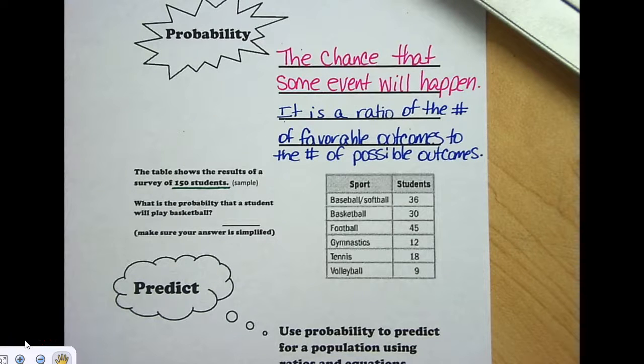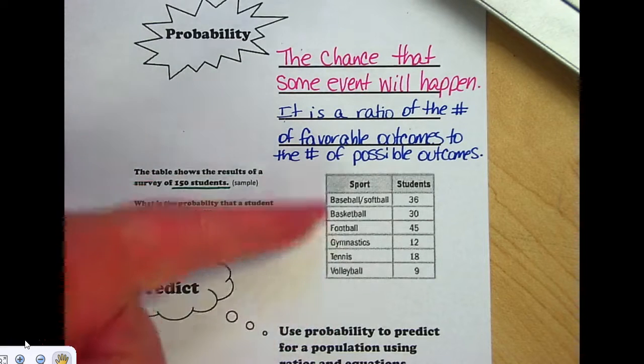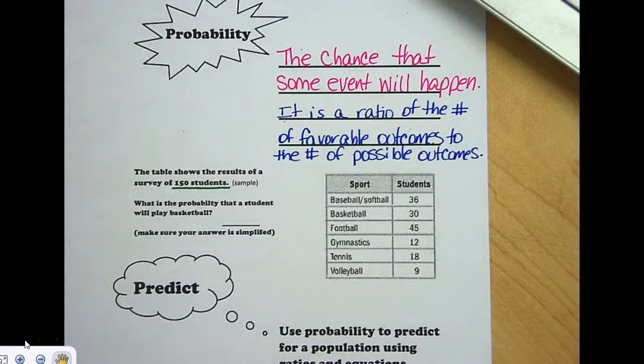What is the probability that a student will play basketball? So I guess they went around and asked people what sport they play or what they do for fun. And so when we look over here, out of that 150 students, how many said they like basketball? 30. So that's 30 out of how many? 150. So let's create our first ratio.